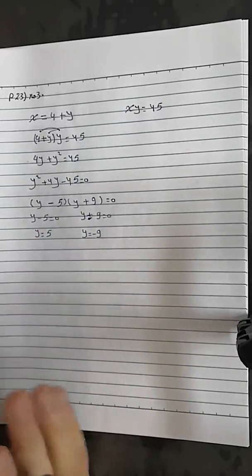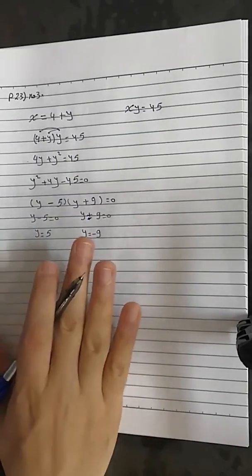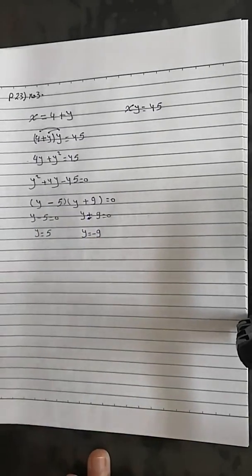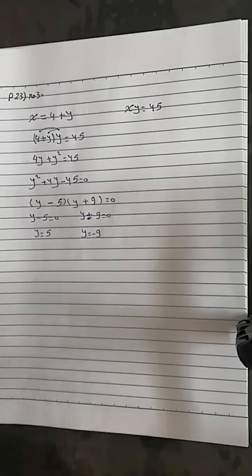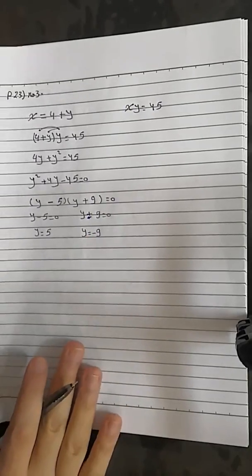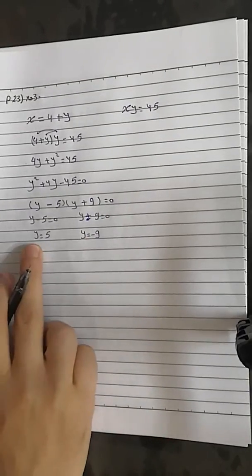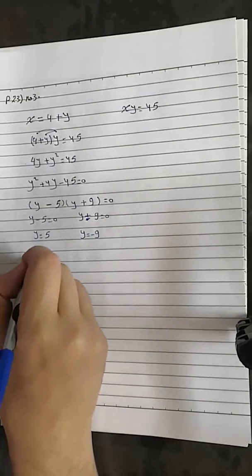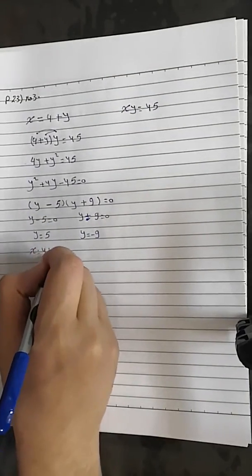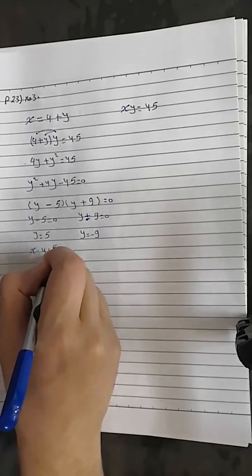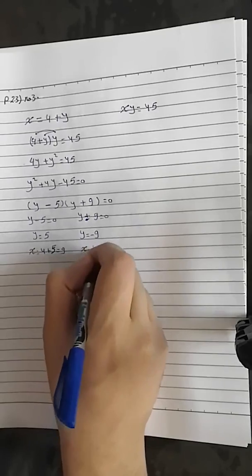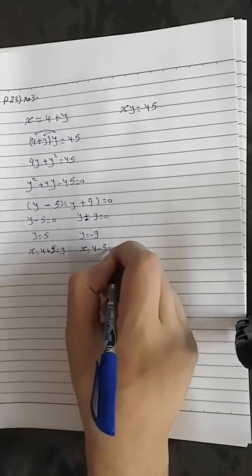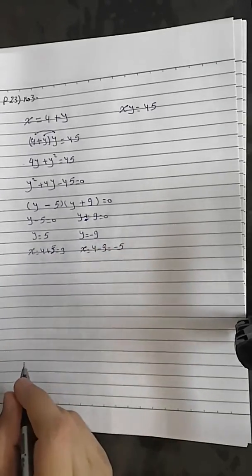He told me that there are two real numbers. Of course, it could be 0, it's okay. Not like the other one when we are talking about tools or length. In length it can't be 0, but here it can be 0, it's okay. So if y equals 5, x will be 4 plus 5 equals 9. And if y equals negative 9, so that x equals 4 minus 9 equals negative 5.